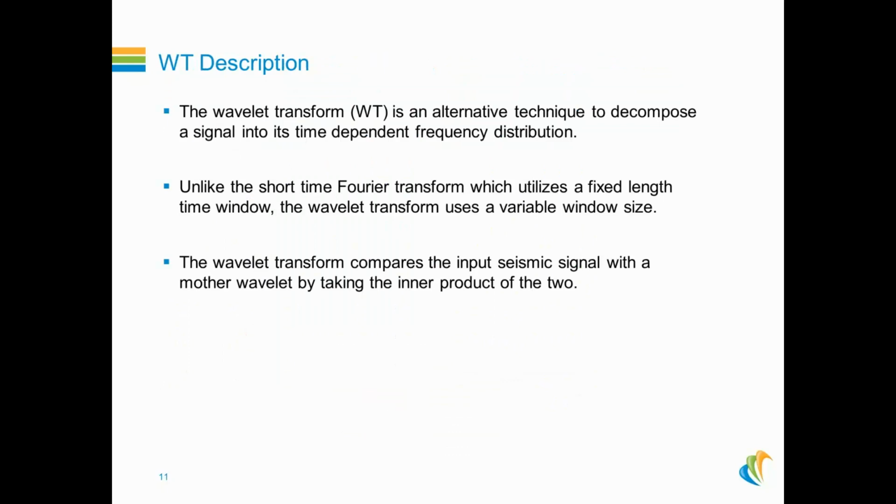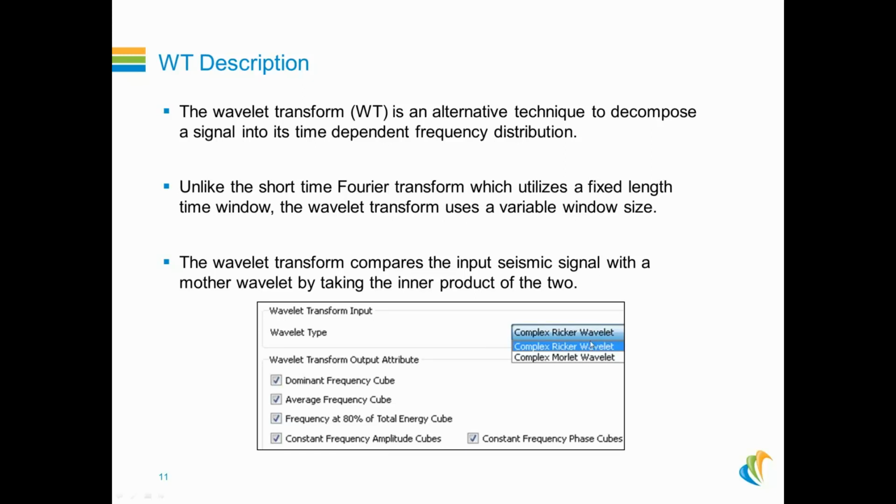Moving on, the next technique that we have available is the wavelet transform. It's also a fairly fast method to run. Unlike the short time Fourier transform, it utilizes a variable size window, while Fourier transform utilizes a fixed size time window. The wavelet transform compares the input seismic signal with the mother wavelet by taking the inner product of the two. We can use a complex Ricker wavelet or complex Morlet wavelet as the mother wavelet, and we can output again various volumes: dominant, average frequency, total energy cube, frequency at 80%, or phase cube slices.